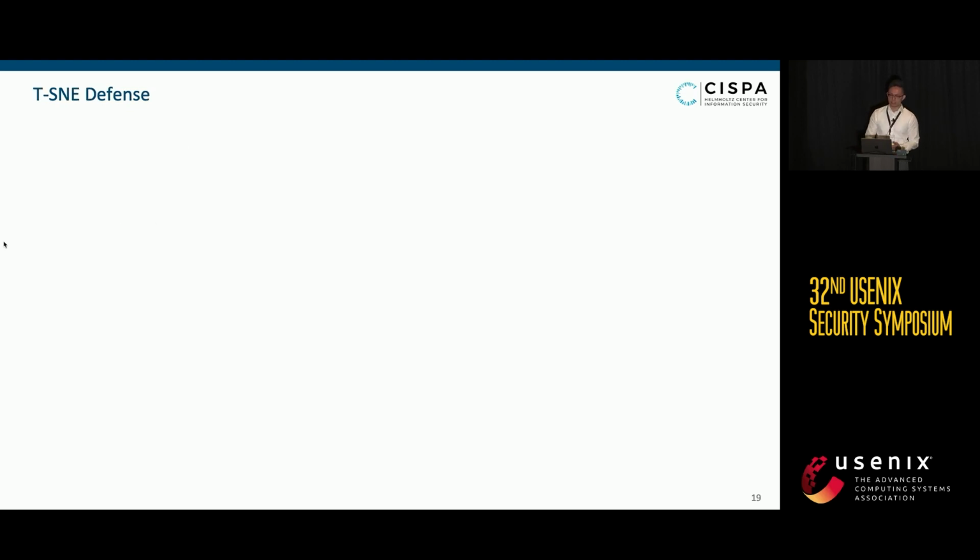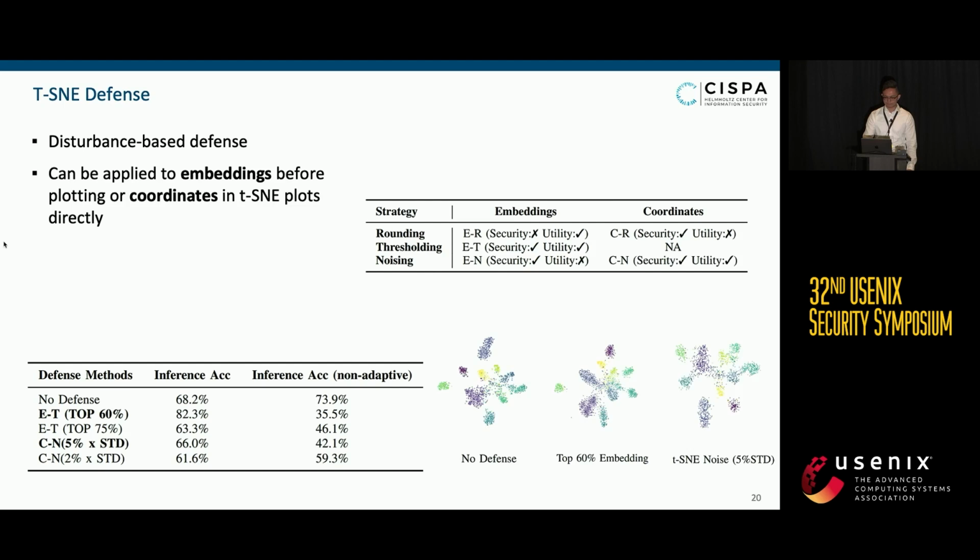So in addition to developing the attack, we also try to find some defenses that can mitigate this risk. We propose several disturbance-based defenses. There are 2 potential targets and 3 strategies for adding the disturbances. For the 2 targets, we can perturb the embedding before generating the t-SNE plots, or directly perturb the coordinates on the plots afterwards. And the 3 strategies include rounding, by decreasing the fidelity in the data, thresholding, where we only use larger values in the embeddings to generate t-SNE clusters, and just directly adding Gaussian noise.